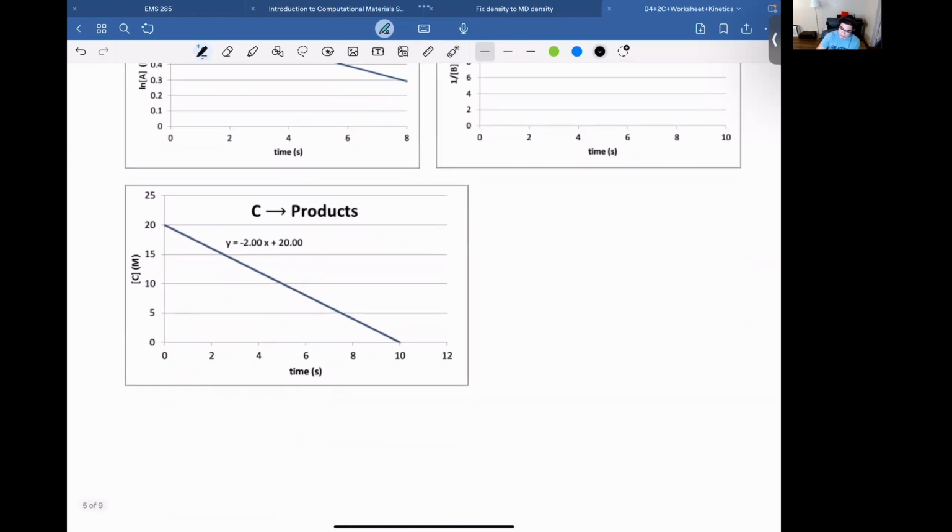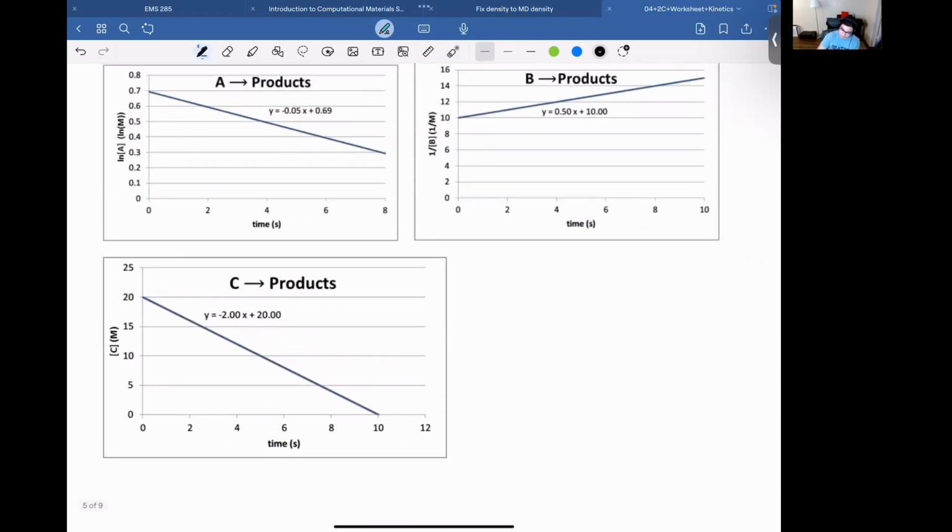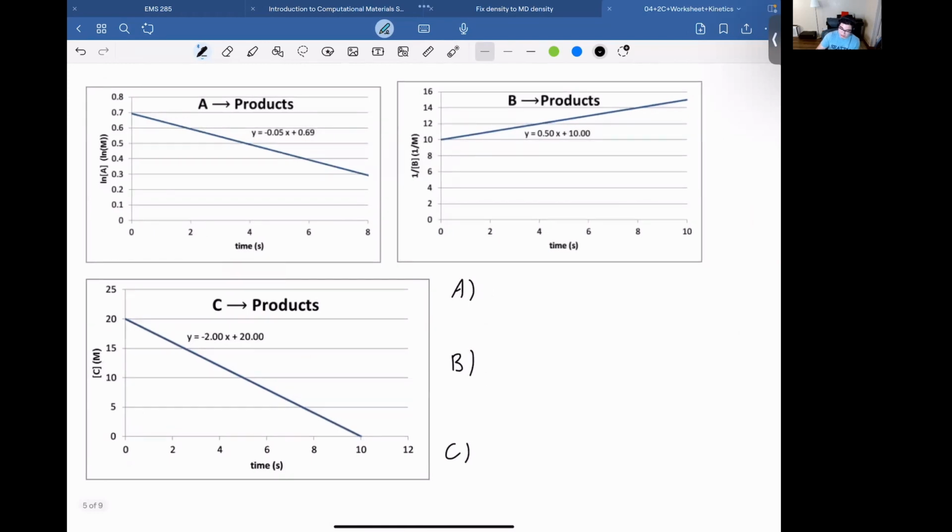So looking at each of these, A, B, C. A is first order. B is second order. Again, just looking at the axis title. And then C is 0th order. Those correspond to the left side of the integrated rate laws, right? That's all there is to it.